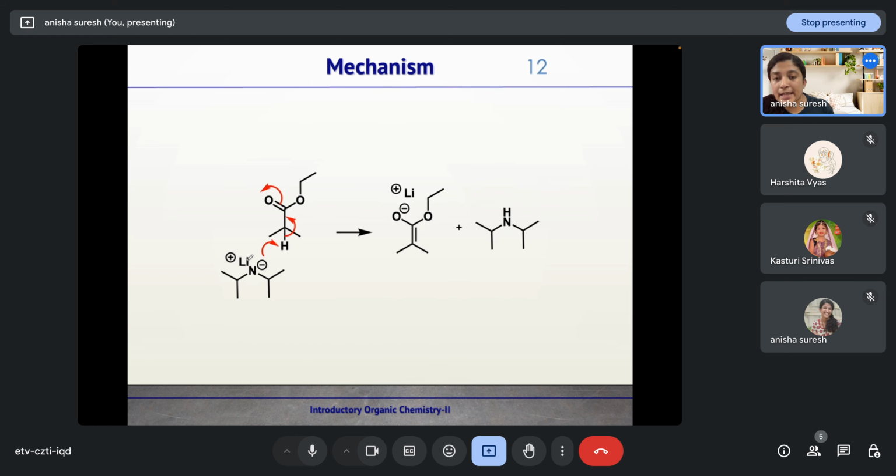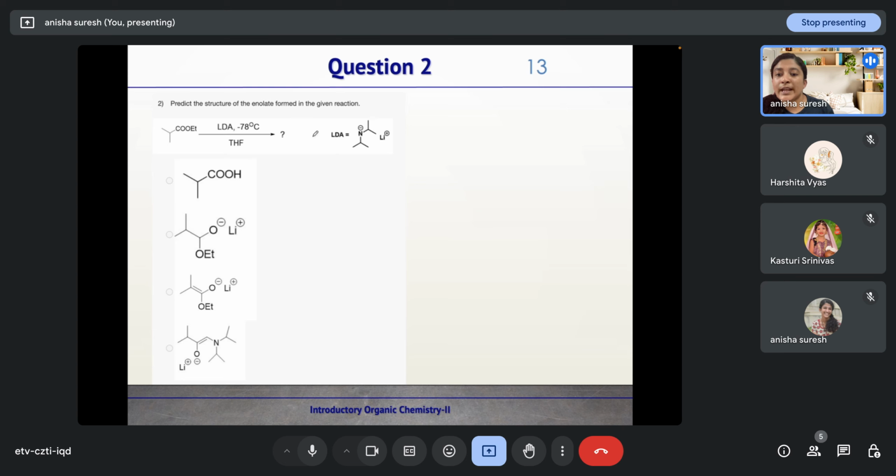So here this is the mechanism. The nitrogen anion on LDA will be abstracting this alpha hydrogen. Here this bond will shift here, leading to formation of the carbon-carbon double bond, and this carbon-oxygen double bond will break, leading to formation of the enolate. So this is the enolate that is forming, and it will lead to formation of this amine as the byproduct. So the right option will be option C. Clear?